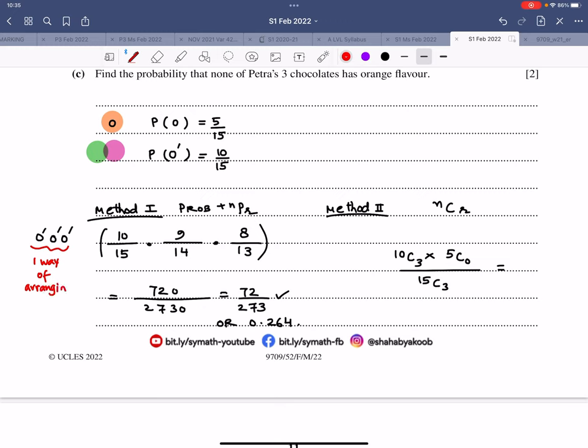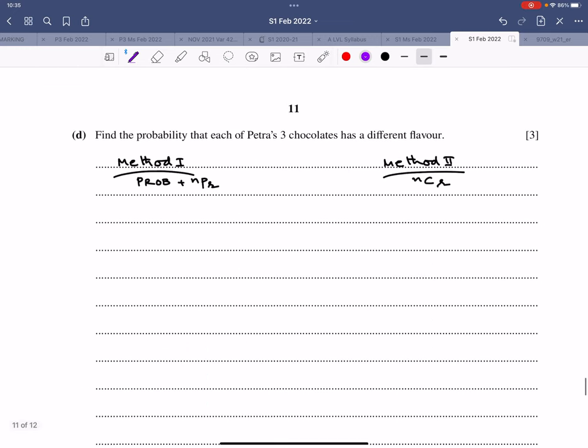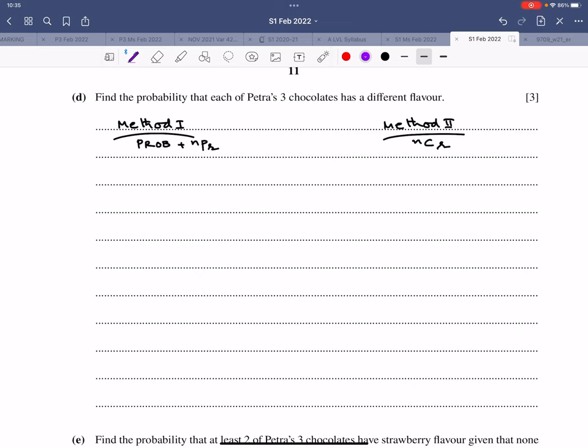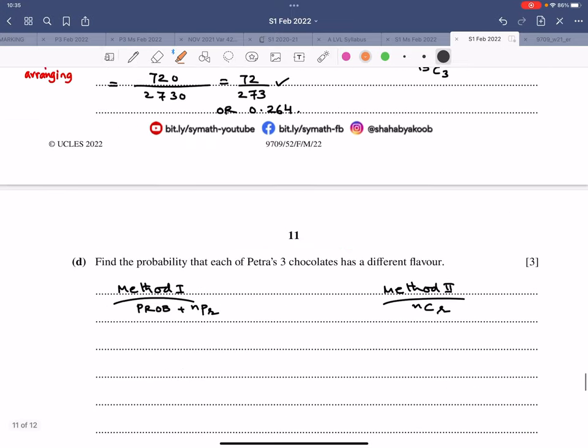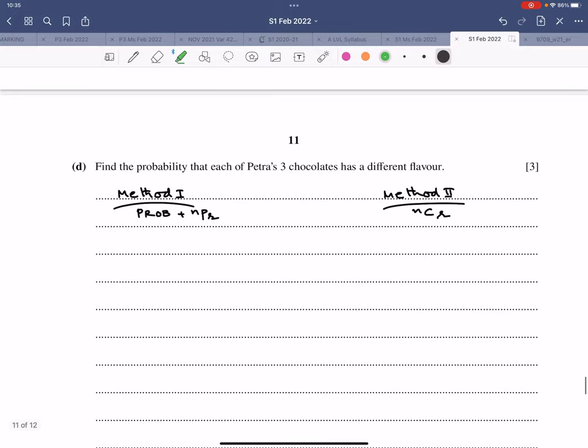So therefore, this is basically multiplication by 1. When you take care of NCR, you don't have to worry about the order. So no worries for order. I think the second method is easier. So again, probability plus NPR, when you do this, you still have the same thing, has a different flavor. What are the 3 different flavors? Let me write it. So that is 3 lemon, 5 orange, and 7 strawberry. So this is 3 and this is 5 and this is 7. So lemon, orange, strawberry. They all have a different flavor.